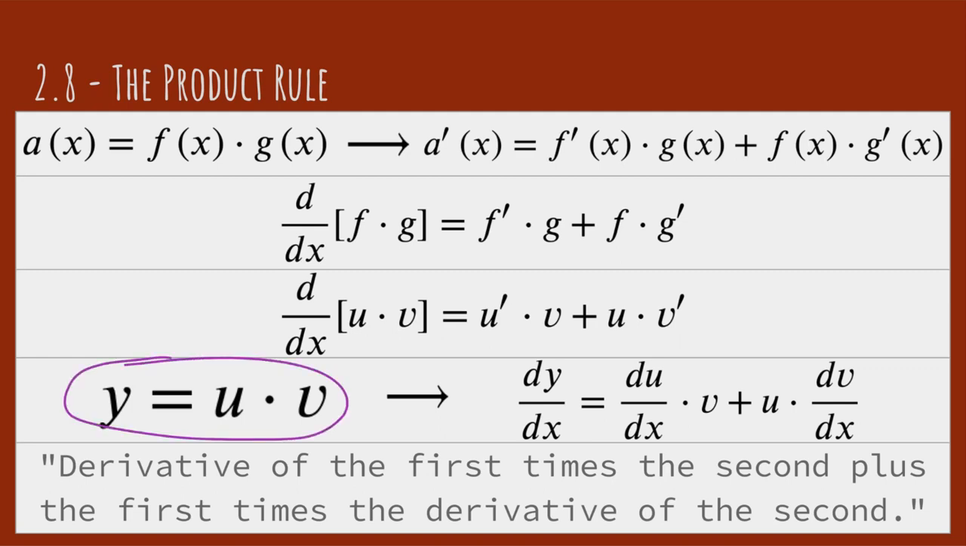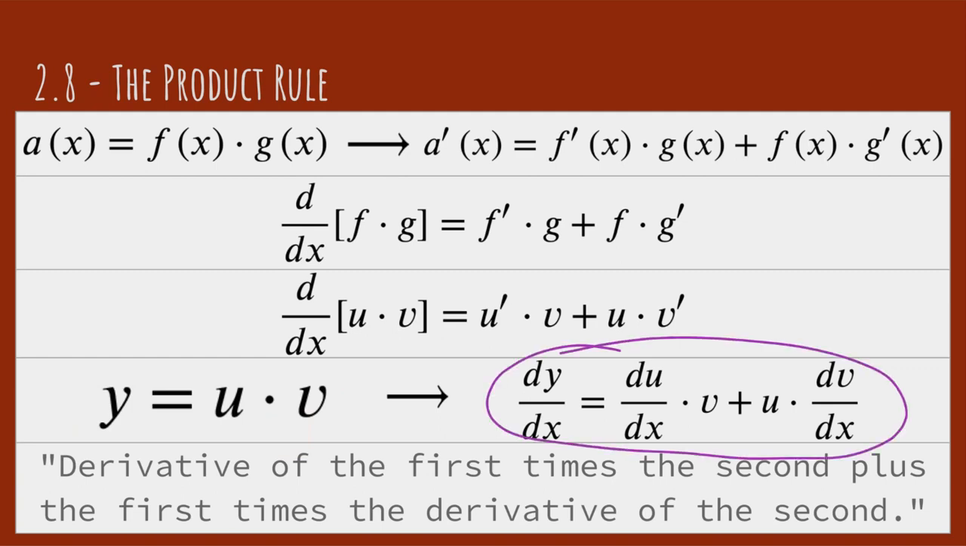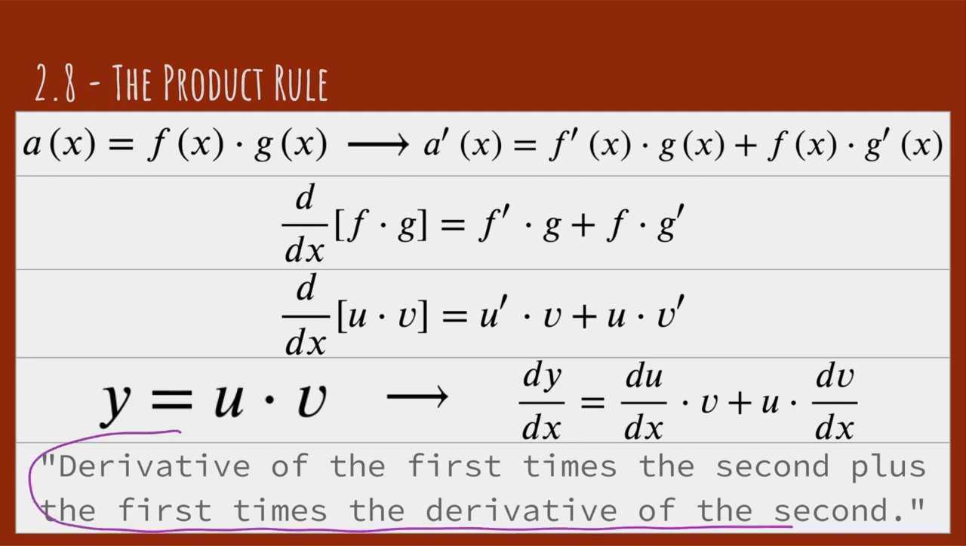We might have a function that's defined y equals u times v, and using what's called Leibniz notation with those differentials dy dx, we can say the product rule that way. Just verbally, we can think of the product rule as derivative of the first times the second plus the first times the derivative of the second. Honestly, when I'm doing a product rule problem in my head, this right here is what I'm thinking as I'm working through the problem. So all of these are just different representations of the same product rule.